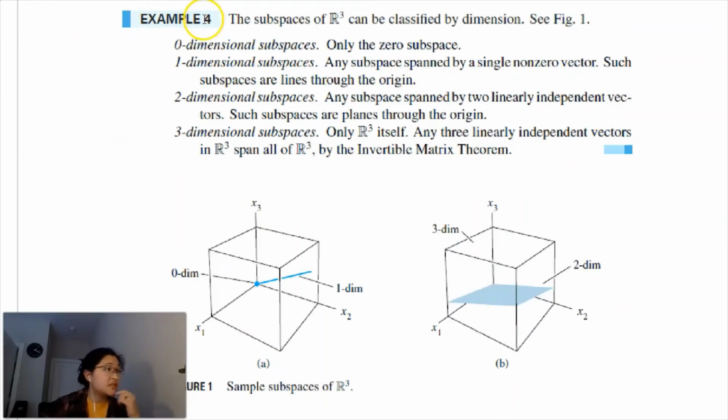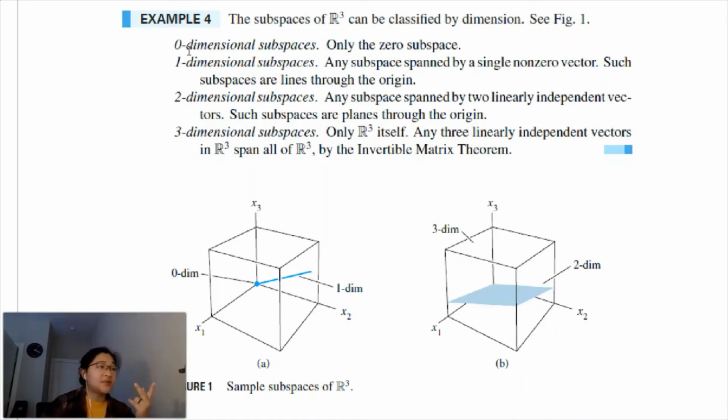The subspaces of R3 we can classify by their dimensions. A 0-dimensional subspace is just your 0 vector. You can't get out of that. Your 1-dimensional subspace is a subspace that's spanned by a single non-zero vector, so a line through the origin. In order to be a subspace, it has to include 0.